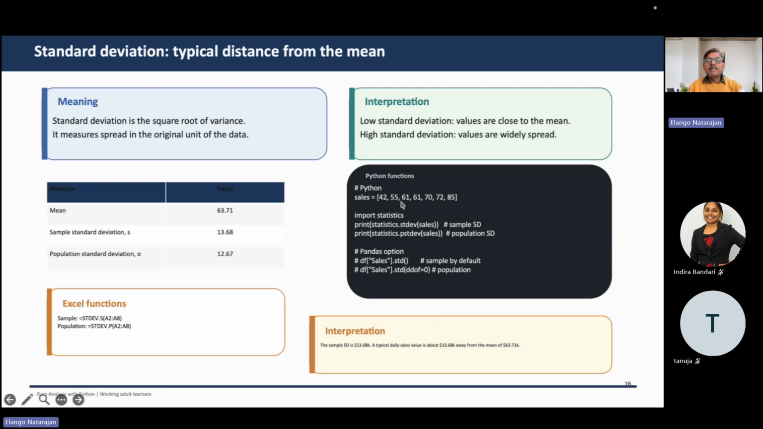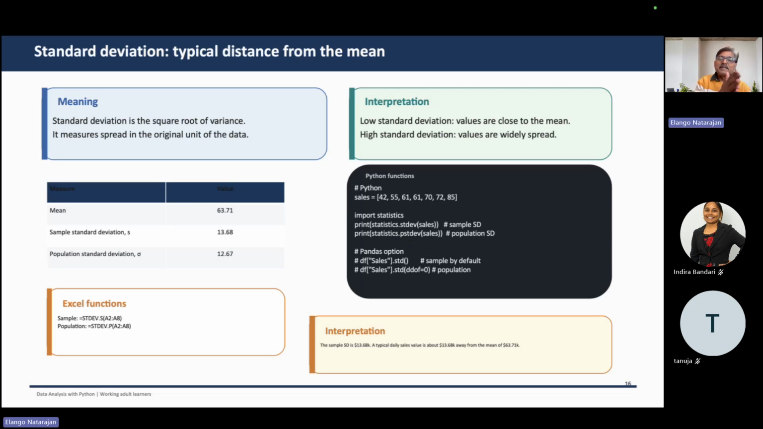In the same way, in Python, you can use statistics.stdev or statistics.pstdev. So these are the two functions in Python to work with the standard deviation. All good.